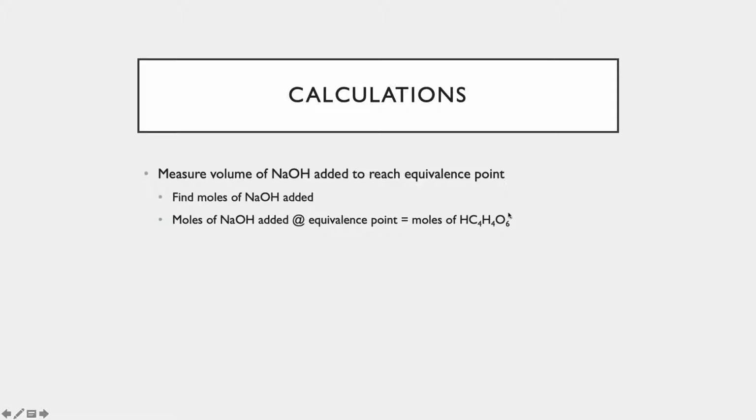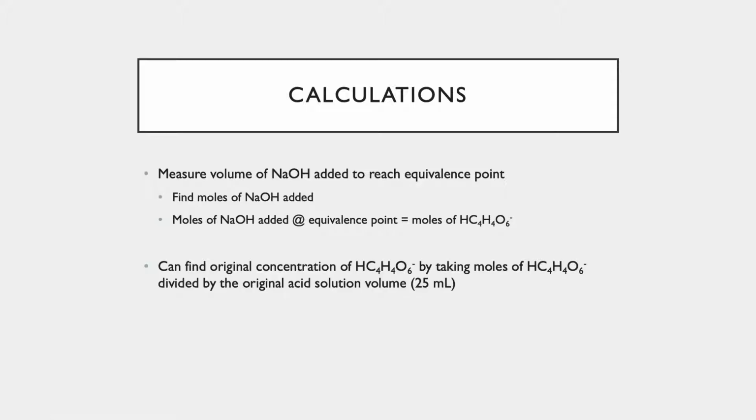And once we know that piece, now remember one of the things you'll be doing at the start, the acid solution that you start with is going to be 25 milliliters for its starting volume. And so if you know the moles of the acid that must have been in that original 25 milliliters, now we have moles, we have the volume, we can find the concentration. And if we know the concentration of our hydrogen tartrate, now we can find KSP.